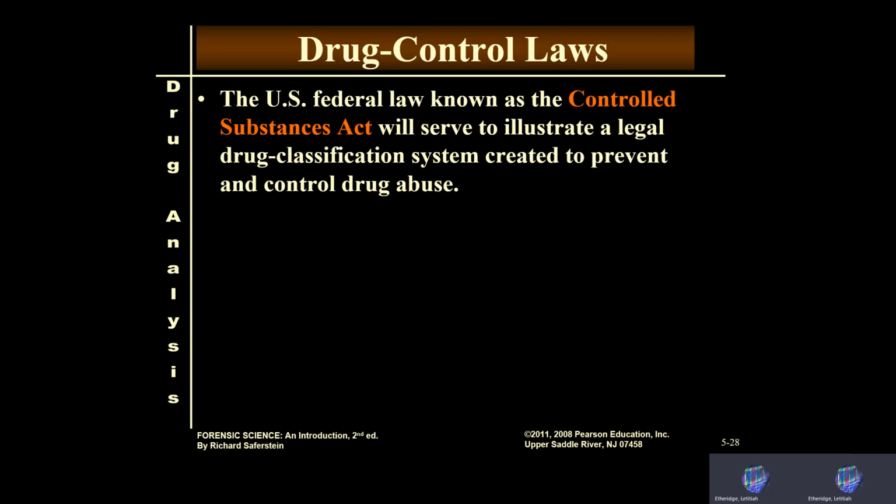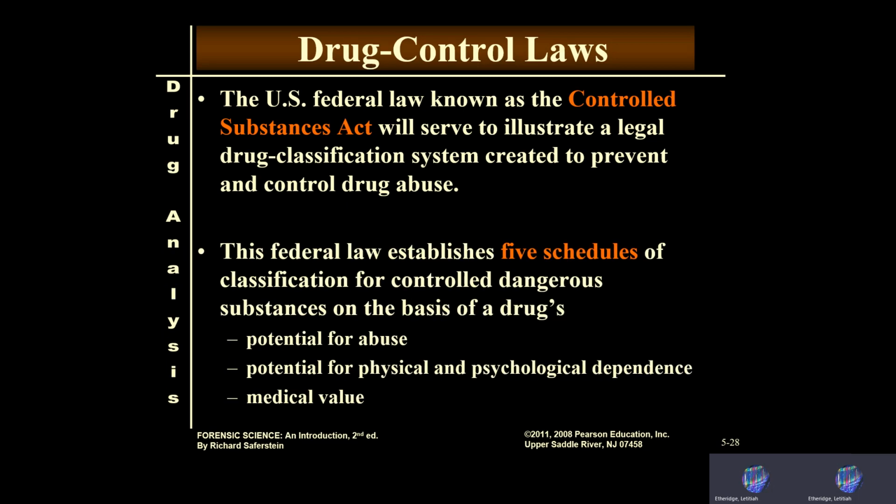So when we talk about the federal law, the U.S. federal law is known as the Controlled Substances Act, and it serves basically to illustrate a legal drug classification system, and it was created to prevent and control drug abuse. The federal law establishes 5 different schedules and classifications for controlled dangerous substances on the basis of the drug's potential for abuse, potential for physical and psychological dependence, and then obviously its medical value. Now, when I talk about these federal laws, this is one of the issues with making marijuana legal, because of the schedule that they place marijuana in, and we'll get there.